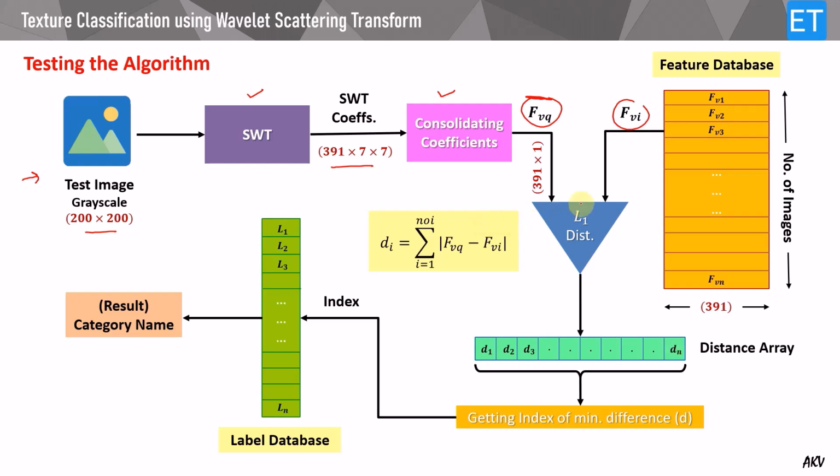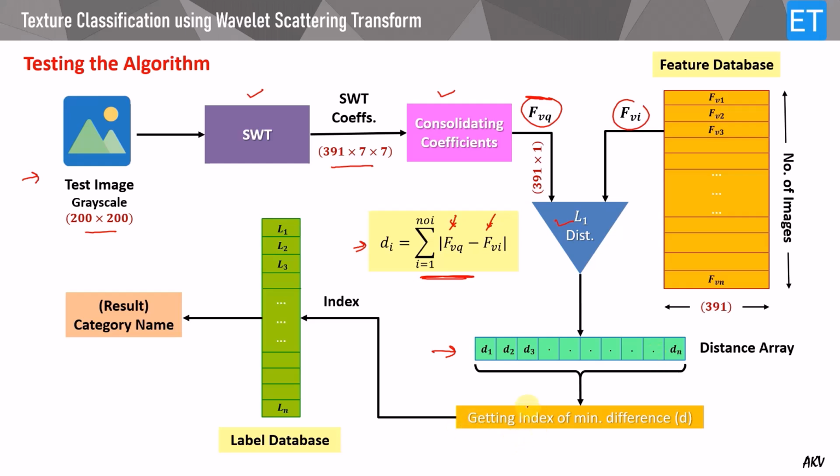That comparison is done on the basis of finding the L1 distance. So this is how you can find the L1 distance between the FVQ and FVI. That is the difference D between the query feature vector and the previously stored feature vectors. All these differences will be stored in a distance array like D1, D2, D3 and so on for n number of images. From these numbers D1, D2, D3, I will select the least number. Why least? Because the least difference will give me the closest image.